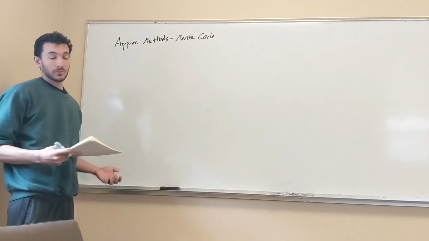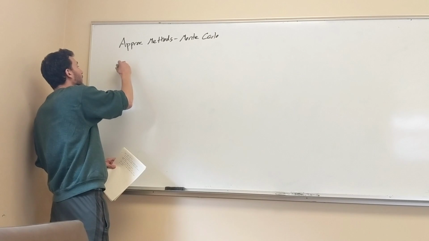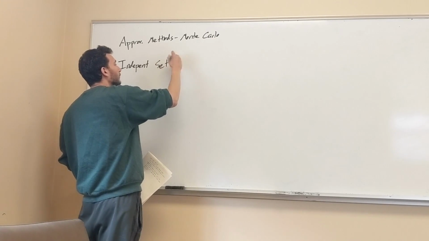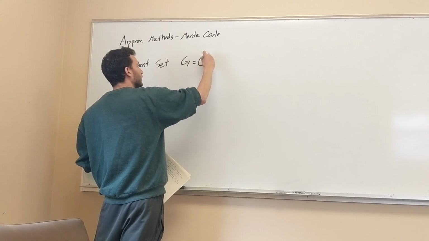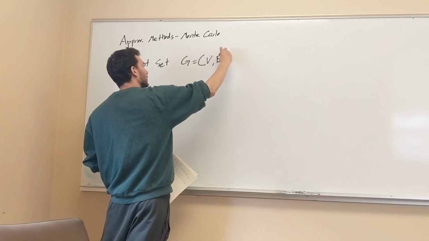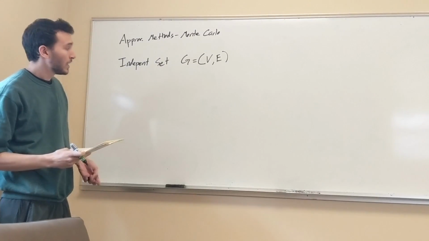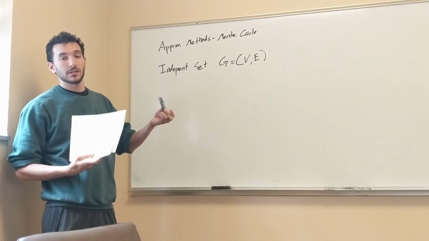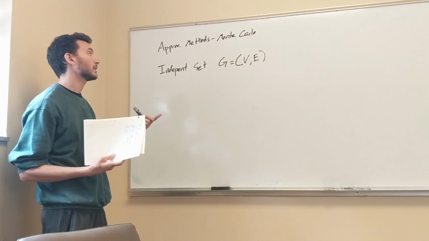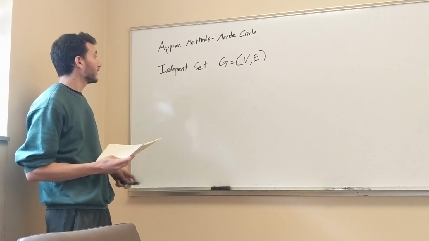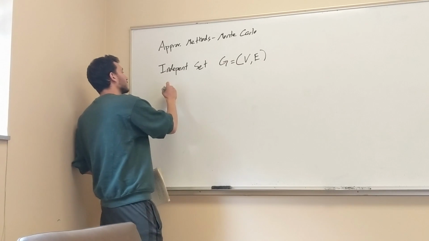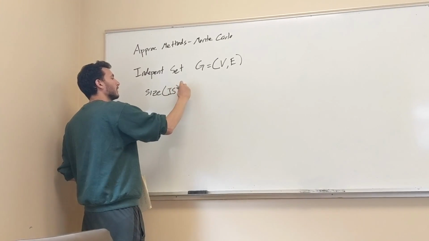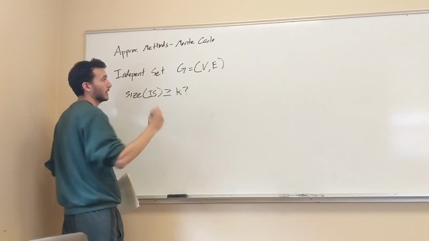The problem that we're going to look at today as an example is that of the independent set for a given graph G made up of V vertices and E edges. So the independent set is a subset of vertices from V such that there is no edge in E connecting any of those vertices in the subset. The decision version of this problem asks, is there an independent set of size greater than or equal to some number K?